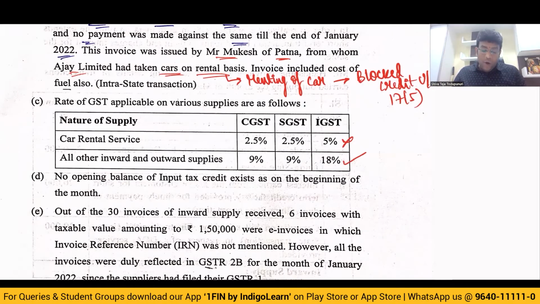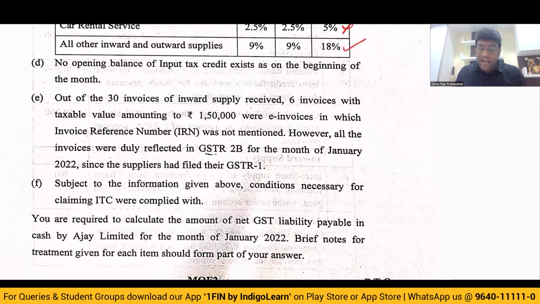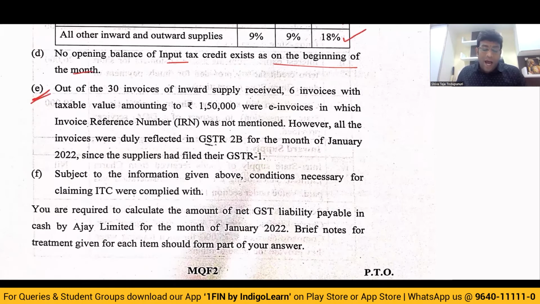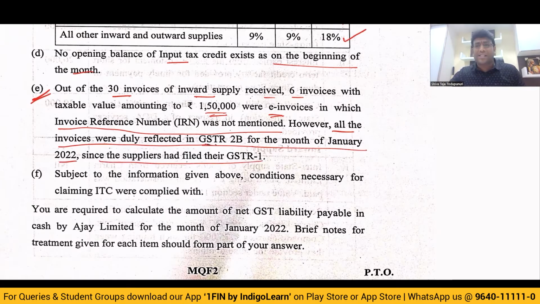Then, no opening balance of ITC exists as on the beginning of the month. Finally, out of 30 invoices of inward supply received, 6 invoices with value amounting to 1,50,000 were e-invoices, in which IRN was not mentioned. Once IRN is not mentioned, then it is not a valid invoice. If it is not a valid invoice, then input tax credit cannot be claimed. However, all the invoices were duly reflected in GSTR 2B for the month of Jan 22. Since suppliers have filed their GSTR 1, so what?